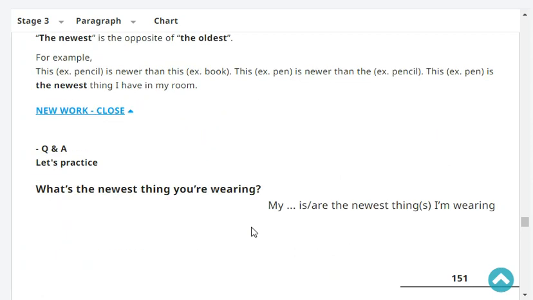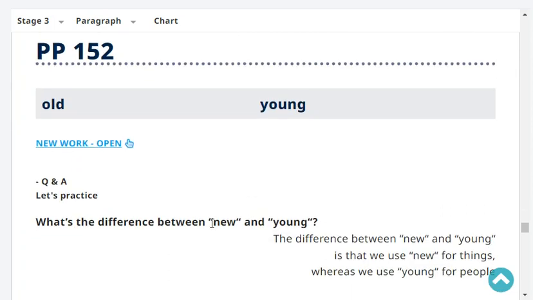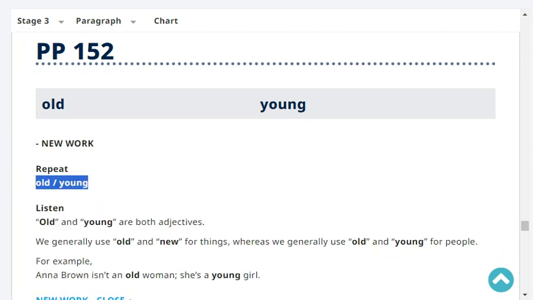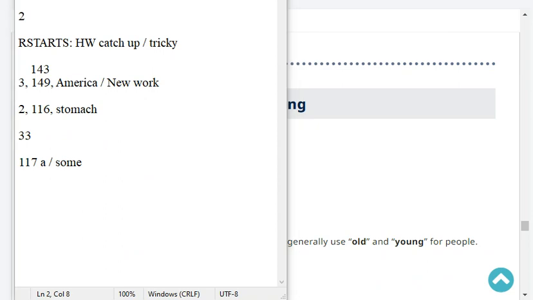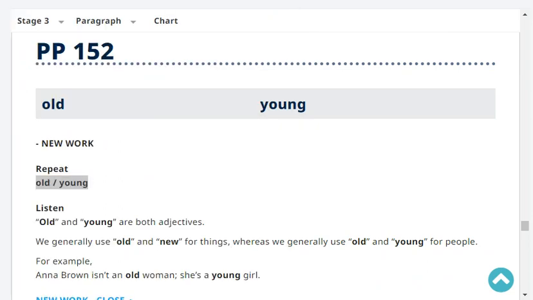So this book is the newest thing I have in my hand. Let's practice. What's the newest thing you're wearing? My t-shirt is the newest thing I'm wearing. Very good. Okay, next repeat. Old, young. One more. Young. Very good. Okay, listen.